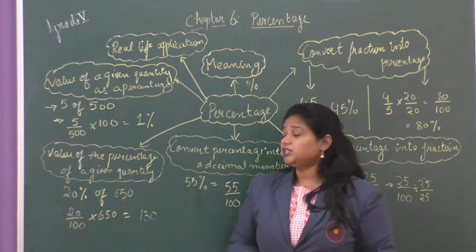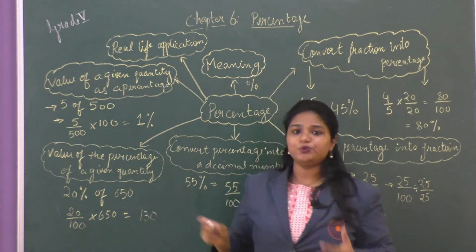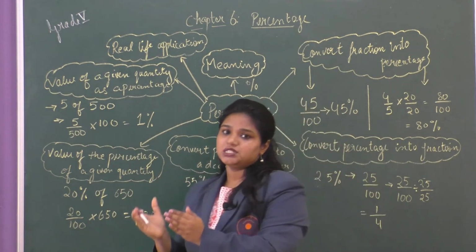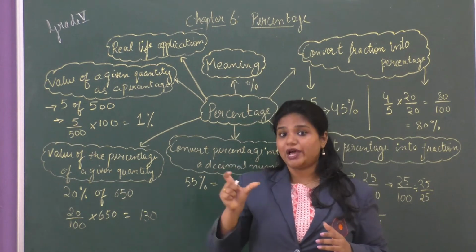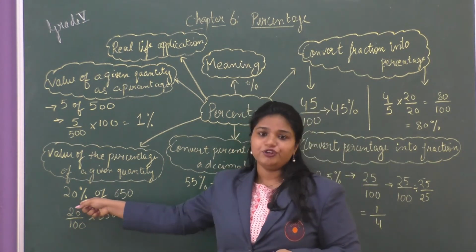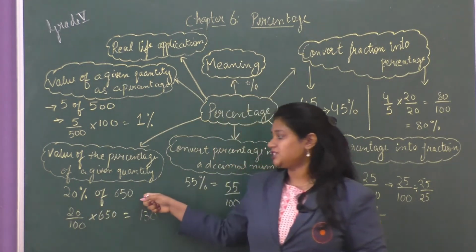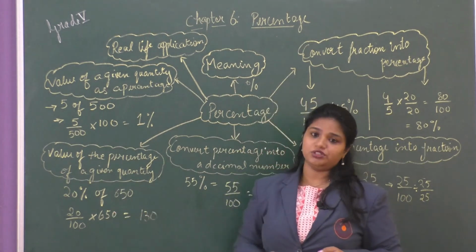Now further we learned how to find the value of the percentage of a given quantity. That means a certain percentage is given to you and the total quantity is given to you. You need to find the value. So here we have a question, find the value of 20% of 650. So this is the percentage quantity and this is the total quantity.